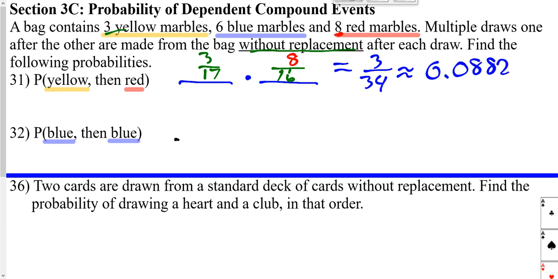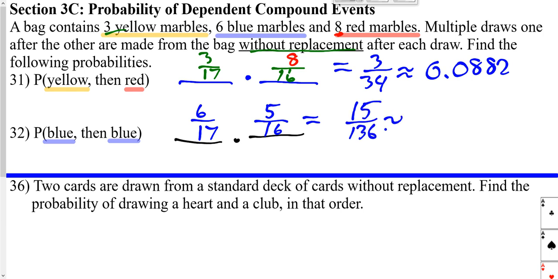Down below we have to get a blue followed by a blue. So when we're looking at blue, we have 6 marbles out of 17, but we're not putting it back in, so there's only 16 marbles when we reach back in. And because we already pulled out a blue, there's only 5 blue marbles left, so we'd have this. And then when you multiply that out, you would get 15 out of 136, which is about 0.1103.